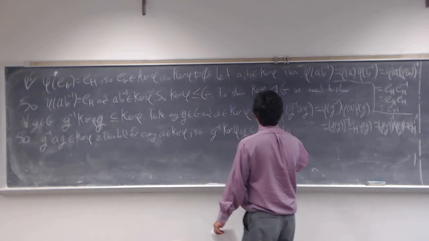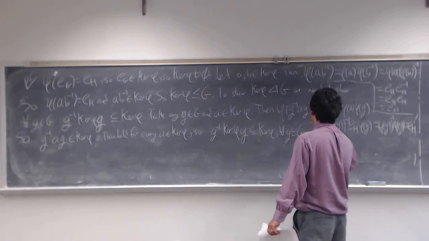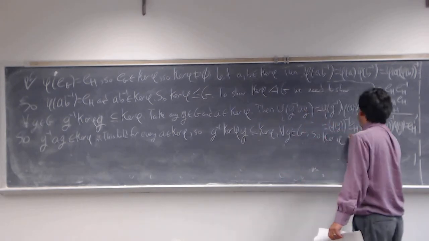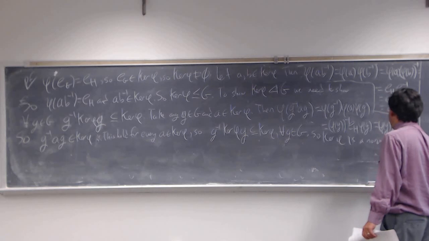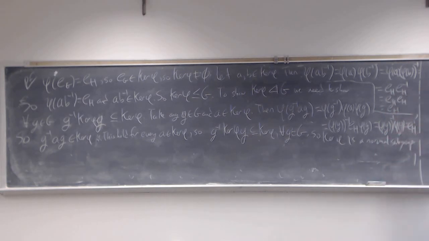And that again holds, what was special about G? Nothing, that holds for each group element. So the kernel is a normal subgroup. And later on we'll actually see how to go the other way. Not only is a kernel a normal subgroup, but given any normal subgroup, we can construct a homomorphism for which that normal subgroup is exactly the kernel.